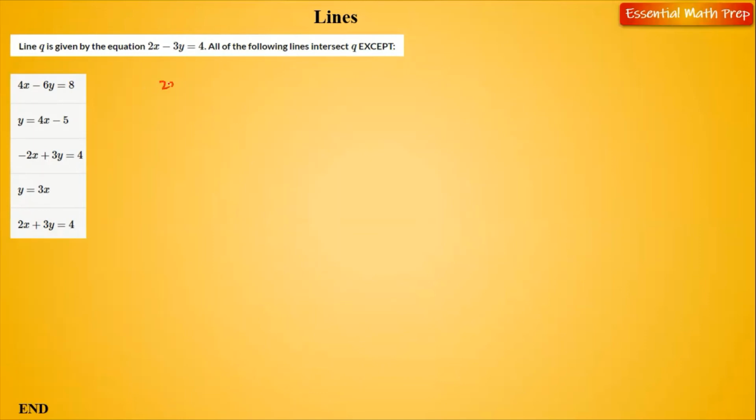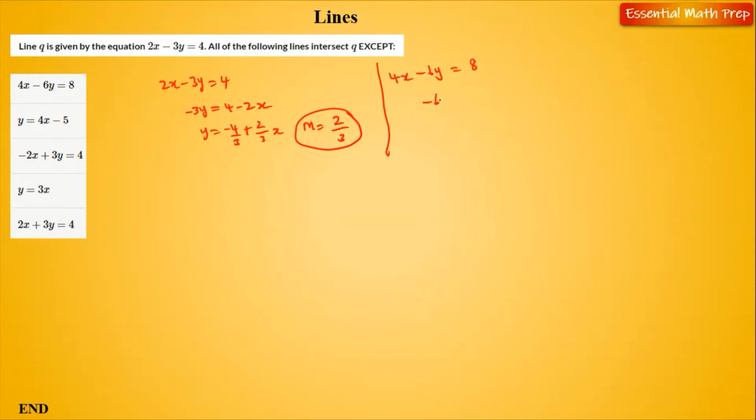So first, let's actually convert the given equation into its appropriate slope-intercept form. So that will be negative 3y equals 4 minus 2x. So y equals negative 4/3 plus 2/3 x, right? So we know the slope for this line is 2/3, right? So which of these lines would give me a slope of 2/3? So let's go through one at a time. So let's do 4x minus 6y equals 8. So negative 6y equals 8 minus 4x. So y equals negative 8 over 6 plus 4/6 x. So this is 2, this is 3.